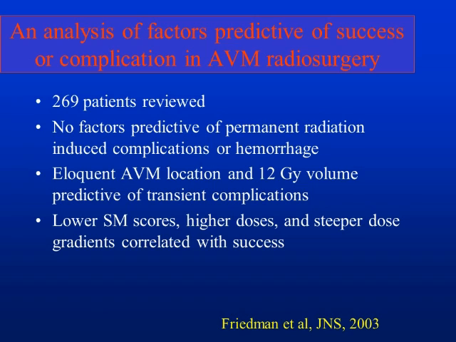But eloquent AVM location and the volume of normal brain that received 12 gray or more, remember that shell of normal brain, basically, the volume that's receiving 12 was predictive of transient complications. And again, as in the Ellis paper, lower Spetzler-Martin scores, higher doses, and steeper dose gradients correlated with success. I don't know why steeper dose gradient correlated with success, but it did.